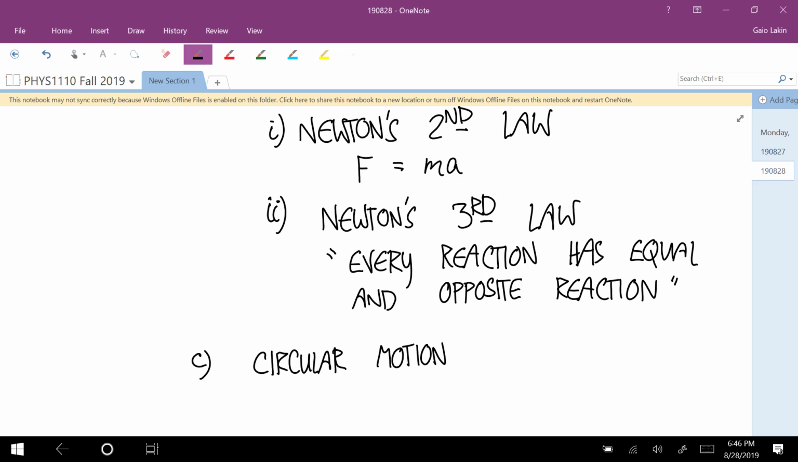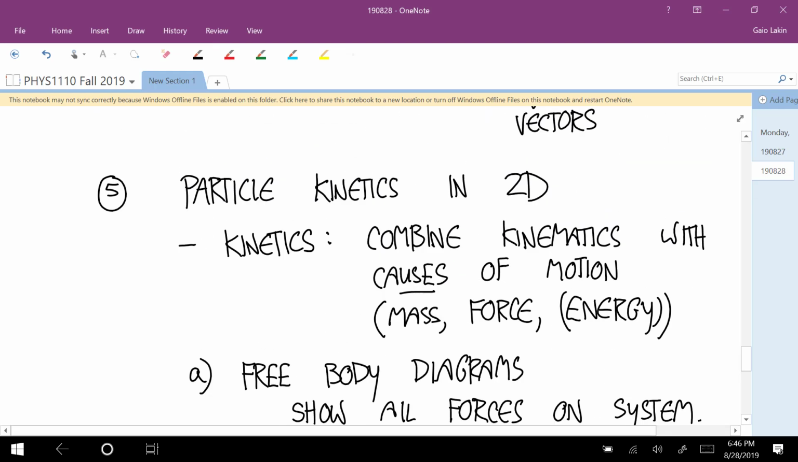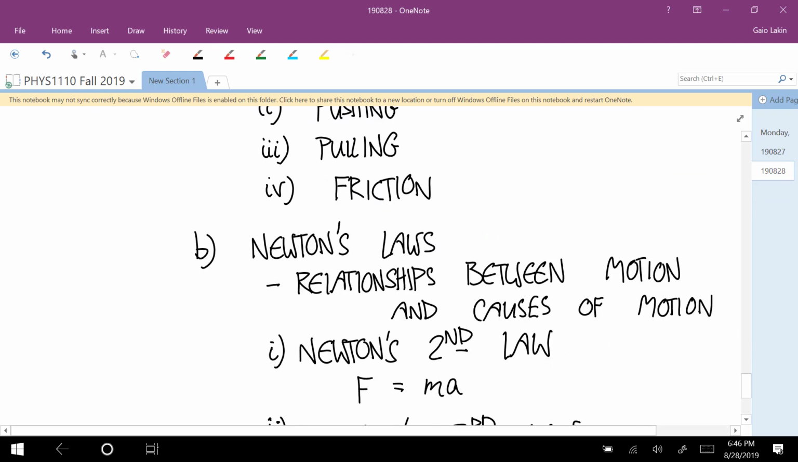And the advantage that we get in circular motion is because we know something about the motion, we know it's moving in a circle, there's stuff we can say, additional things we can say about acceleration. And so we have some additional tools for calculations. So this is overall topic 5.